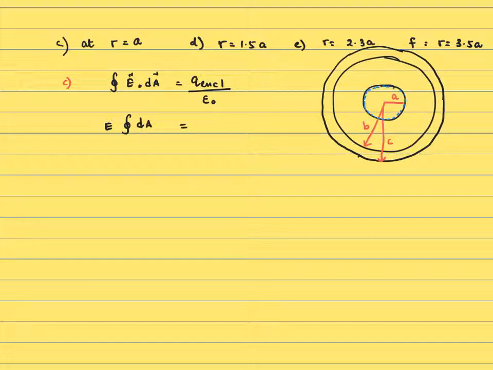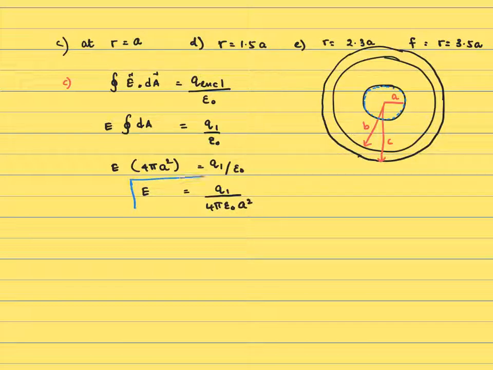So this is what we have. Enclosed q is q1 over epsilon naught, and the area of the sphere is 4 pi r squared. R is a, so there we go: q1 over epsilon naught, and the electric field at point A is q1 over 4 pi epsilon naught a squared. This is a familiar form for us, and that's our answer for part C.